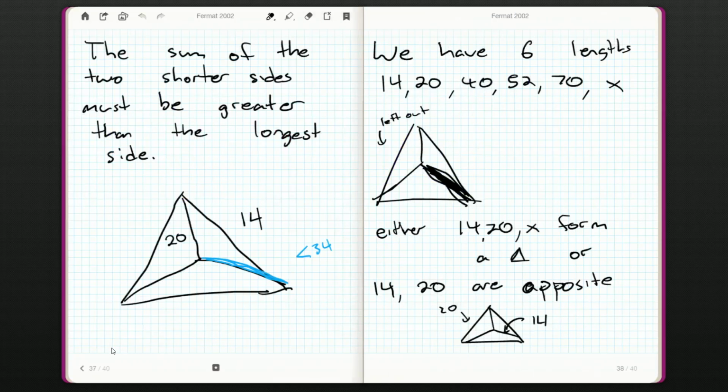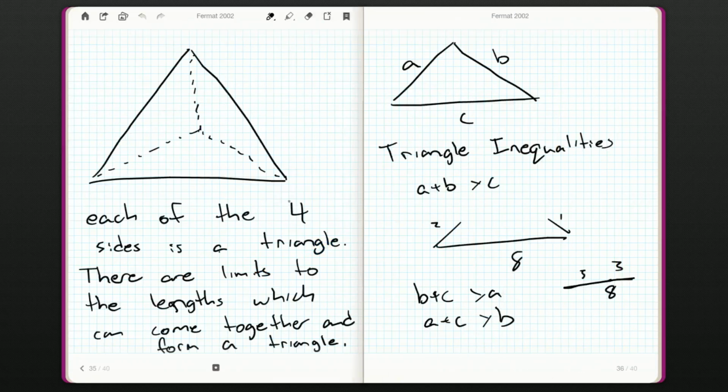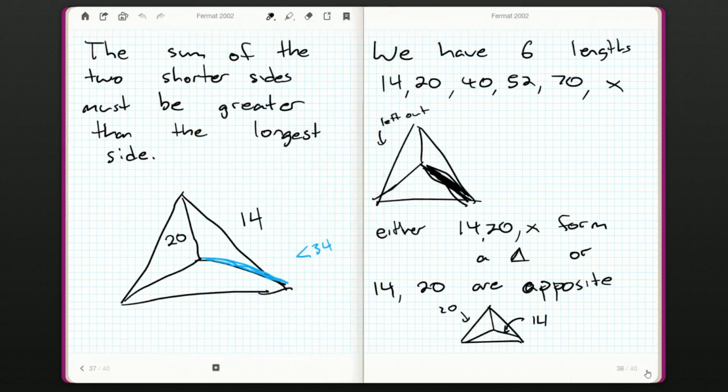So, and this is a great review of how we handled the question. So we had our tetrahedron. We have 4 triangles, and we've been working with 4 triangles. Now we're talking about the triangle inequality. Okay, great. The triangle inequality should be all that does it. So we realized pretty quickly with 14 and 20, I can't have 40 here. That's not going to work. You can't have 52 or 70. It would have to be that other number. So we got a case here, 14, 20, and x form a triangle.